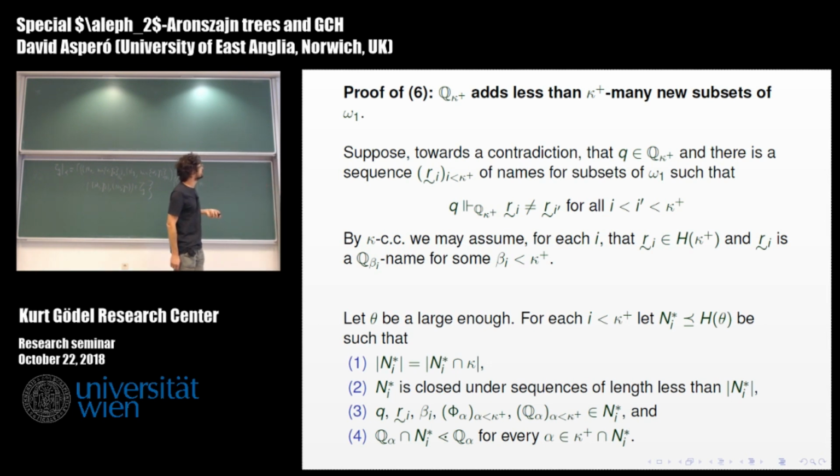Now let theta be large enough, and for each i, I will find an Ni star, an elementary submodel of H theta that has the same size as its height. It's closed under sequences of length less than its size. It contains all the relevant objects, so that's the sequence of the predicates, the iteration, the stage beta i, the name Ri, and the condition Q. And Q alpha intersection Ni star is an elementary submodel of Q alpha for every alpha in the model.